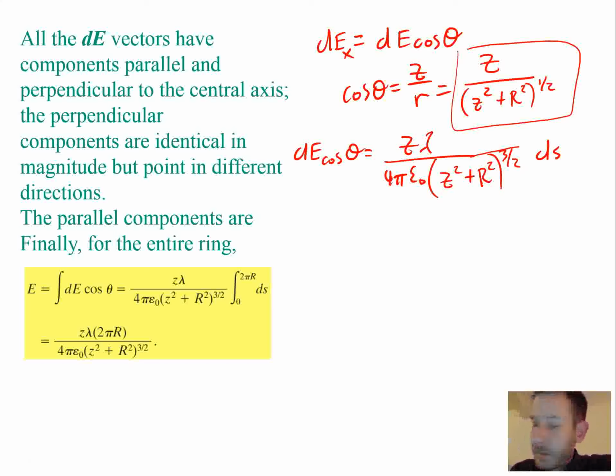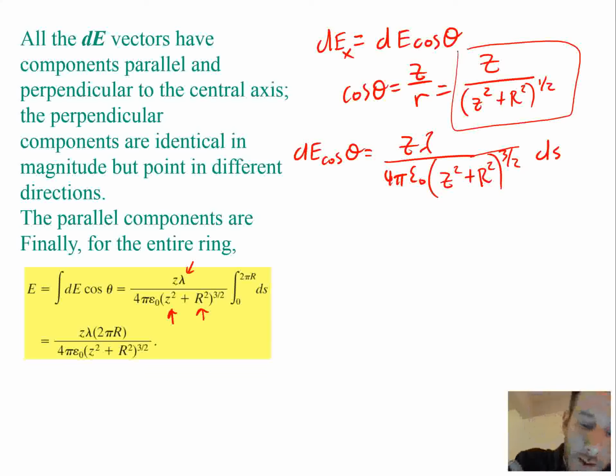So the next thing that we want to do is go and take the integral. So if you notice here, this is kind of what I had written. So you have dE cosine theta is equal to z lambda divided by 4 pi epsilon naught z squared plus r squared to the 3 over 2, and then ds. Now z is a constant, which is good. R is a constant. Lambda is going to be a constant. So we can pull all of this outside the integral.